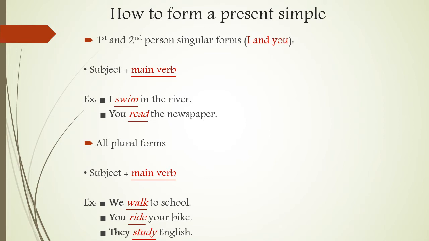Now regarding all plural forms, and we mean by that the pronouns we, you, they. Also, the same thing, the form of the sentence is subject plus main verb. We don't add anything to the verb, we just keep it as it is. Example, we walk to school. We is the pronoun and walk stays as it is. You ride your bike. They study English. So in these three sentences, the pronouns are plural, so we do not add anything to the verb, we just keep it in its base form.